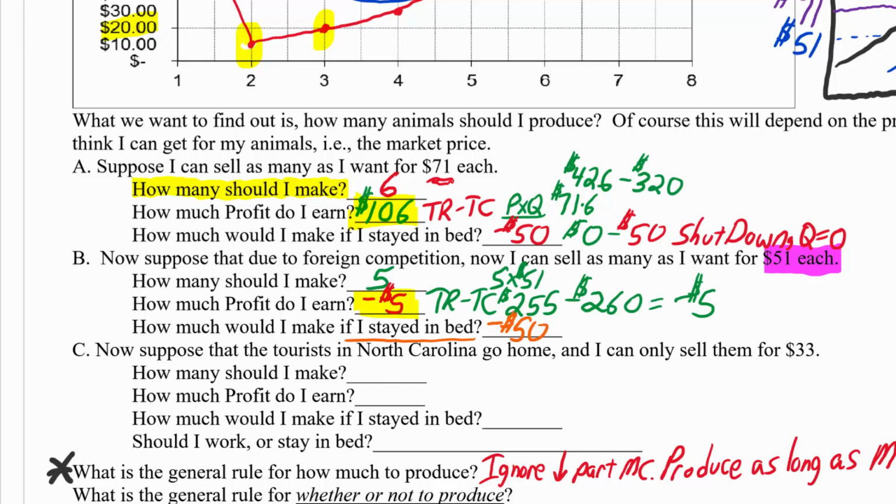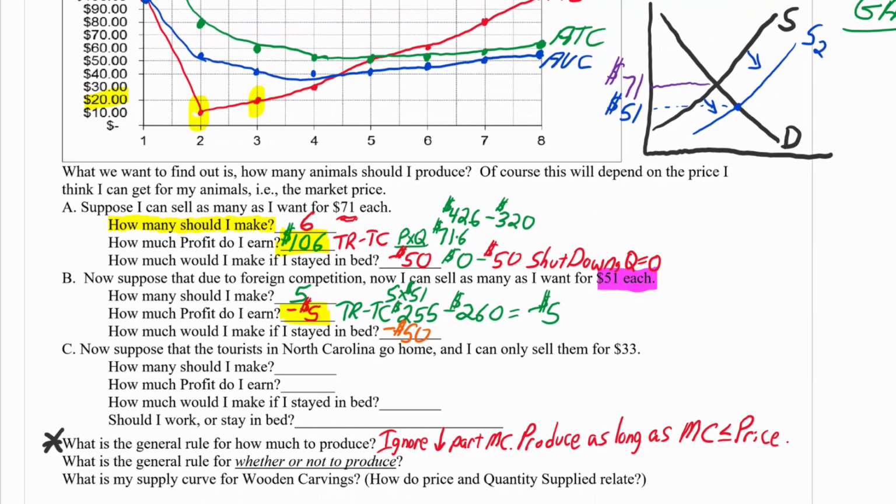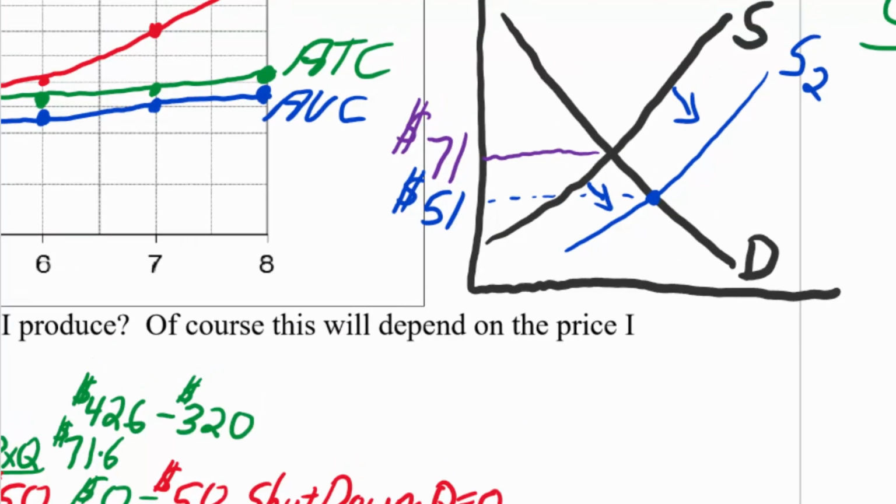In the long run, if they think they're always going to earn $5 less than what they need to keep them interested in staying in this business, in the long run, they're going to exit this industry altogether and do something else. Let's look at the third example here. Suppose now, in addition to the foreign competition, now all the tourists go home, and tourists are usually the people who buy these chainsaw carved animals, and now we can only sell these things for $33.